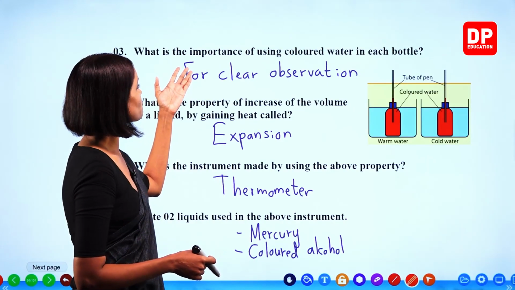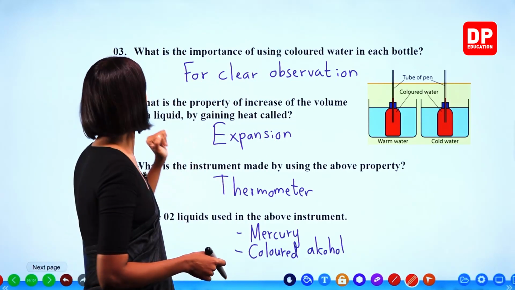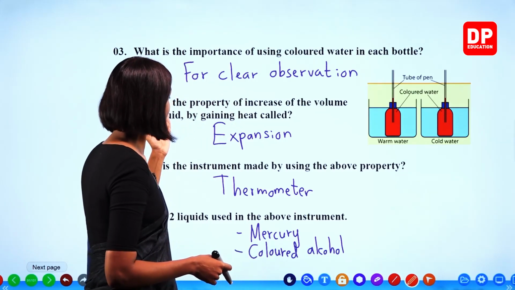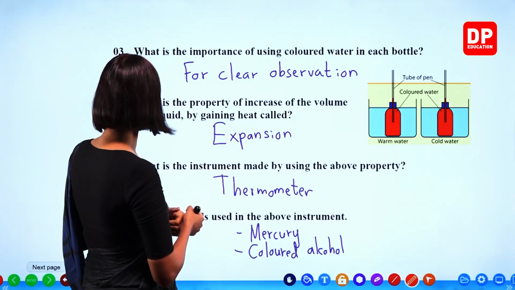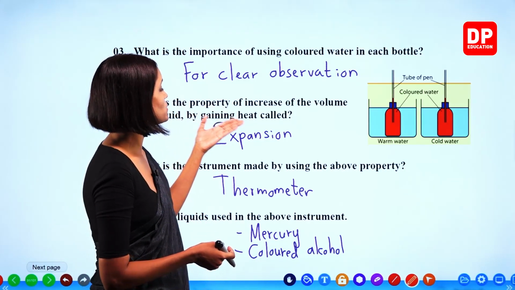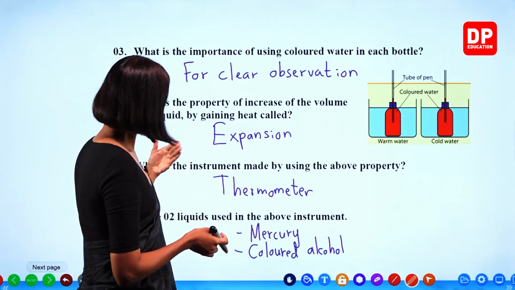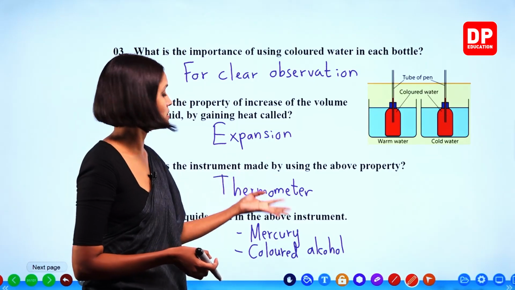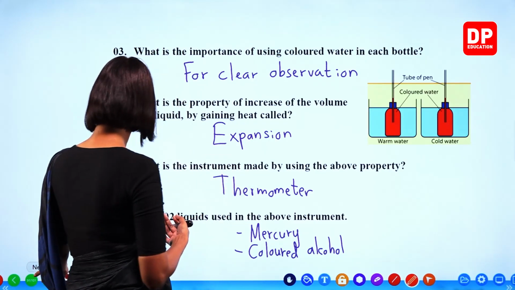What is the importance of using colored water in each bottle? For clear observation. What is the property of increase of the volume of a liquid by gain in heat called? Expansion of liquids, right? What is the instrument made by using the above property? Thermometer. Write two liquids used in the above instrument. To fill the bulb, we use mercury and colored alcohol. Moving to the next one.